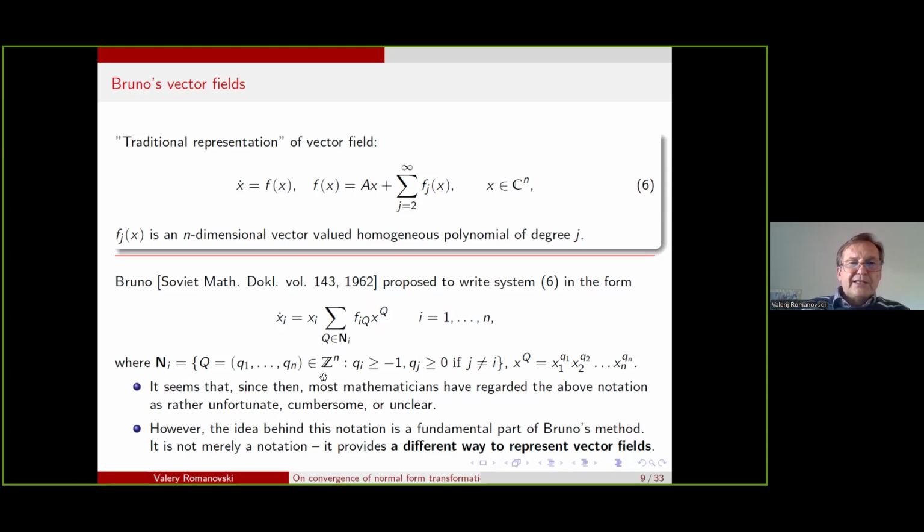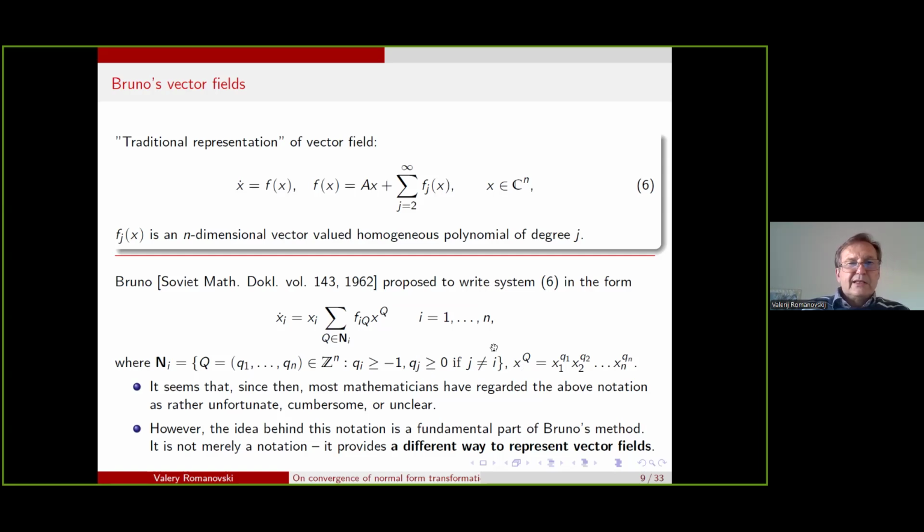It is obtained in this form, q equals q1, ..., qn from Zn, but only one qi is allowed to be negative. Only this one is allowed to be negative. Others are greater than or equal to 0. And so you take here xq, and in fact, here, as i goes from 1 to n, you have here a vector.